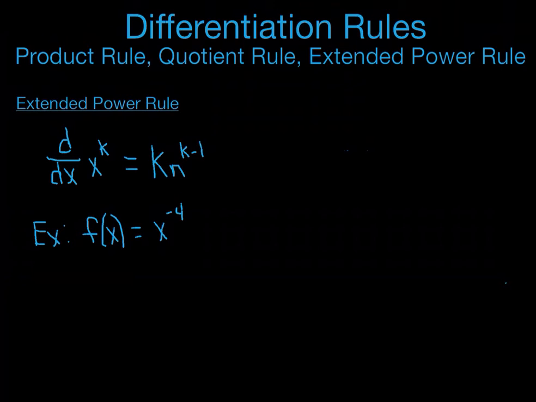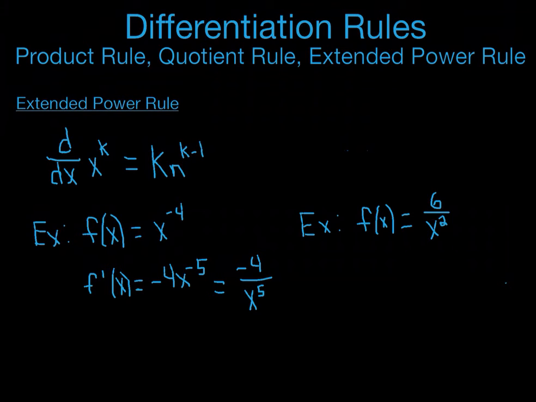It's going to be k times x to the k minus 1 power. So to show you a quick example, if f of x is equal to x to the negative 4th, we would say the derivative of this is simply negative 4, move that number to the coefficient, x, and decrease that power to the negative 5th. Now, if you want to make that a positive exponent, you could simply write negative 4 over x to the 5th. But it's okay to leave a negative exponent in calculus.